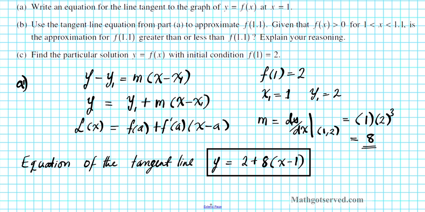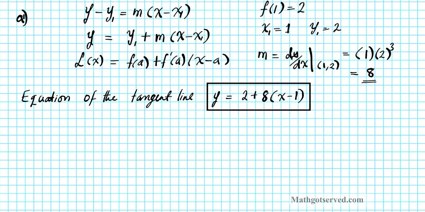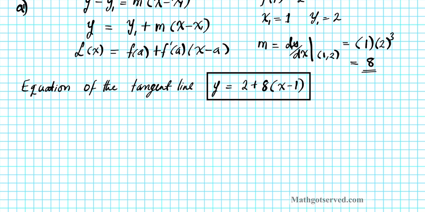First of all, let's find out what the approximation is, and then we'll determine if it's greater or less than f of 1.1. All right, so the B part, we are approximating f of 1.1. f of 1.1 can be approximated with the tangent line, okay? So we're going to use y of 1.1. We'll simply plug in 1.1 into the solution we got in part A. Okay, so we have 2 plus 8 times, instead of x, we have 1.1, minus 1. And then we'll go ahead and solve that.